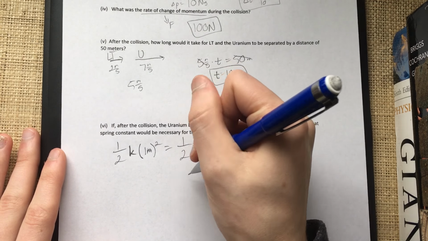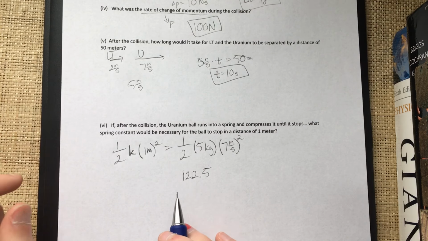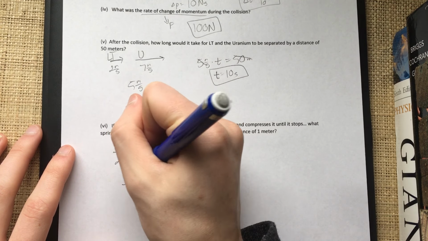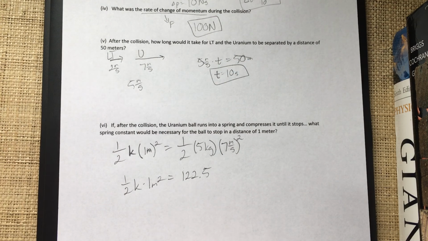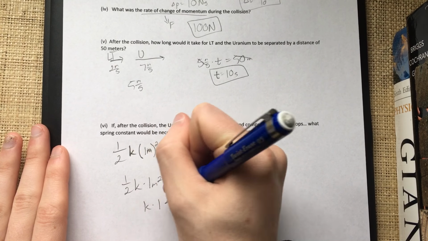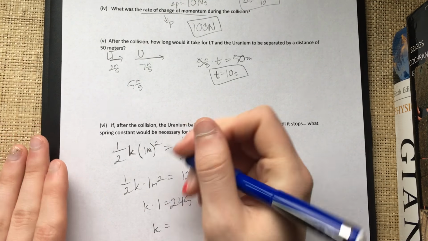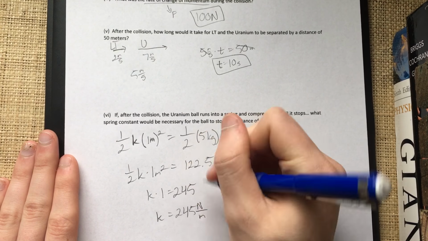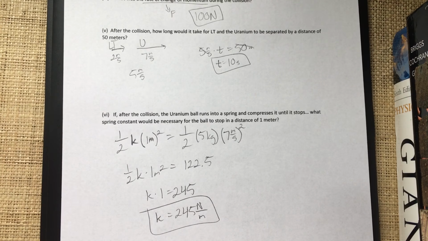This whole expression, when you multiply everything out, is 122.5. And that equals 1/2 k times 1 meter squared. Multiplying both sides by 2, k times 1 equals 245. So k is 245 newtons per meter to stop the ball in a distance of 1 meter.